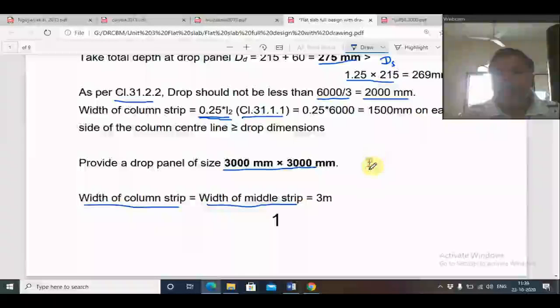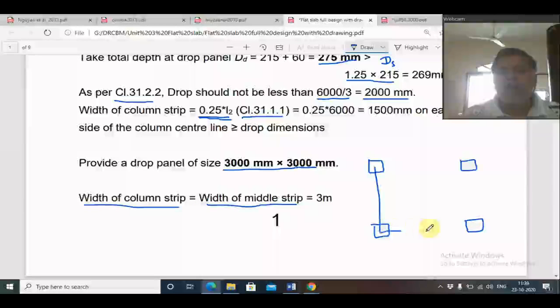Let me draw the diagram for this plan. This is a 500 by 500 mm column. This is the other column. So I am drawing the plan view for four of the columns. The center to center dimension from here to here, here to here, here to here, again here to here is 6 meter. That is the panel size.